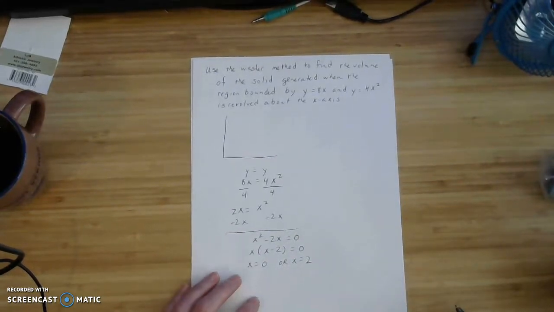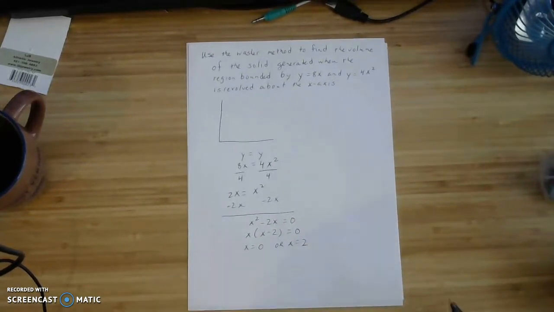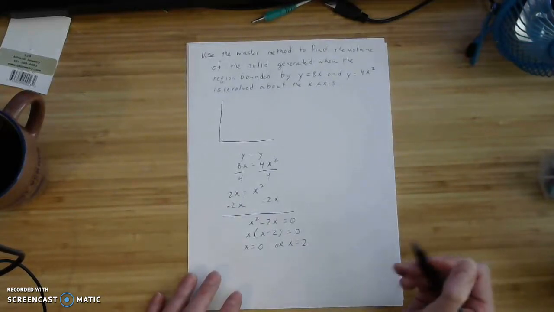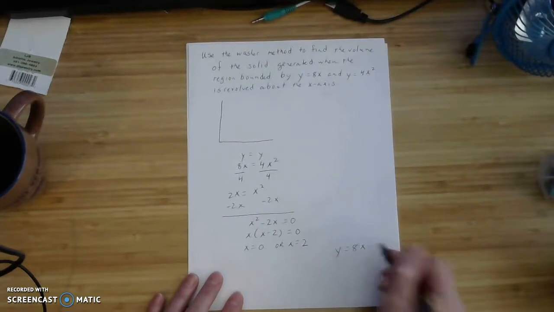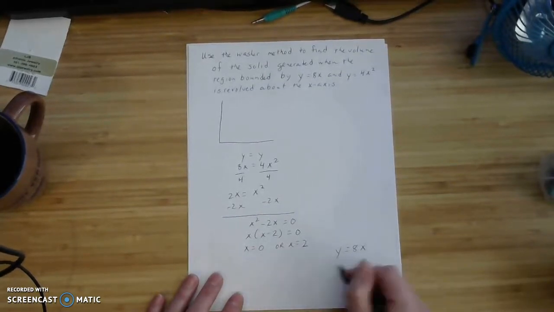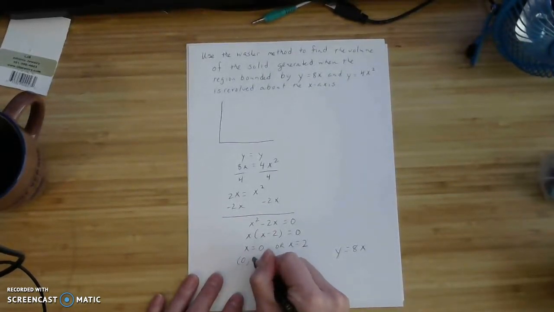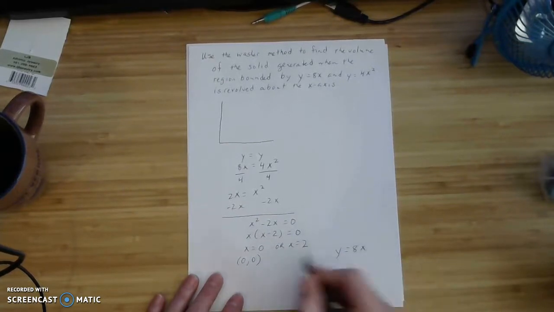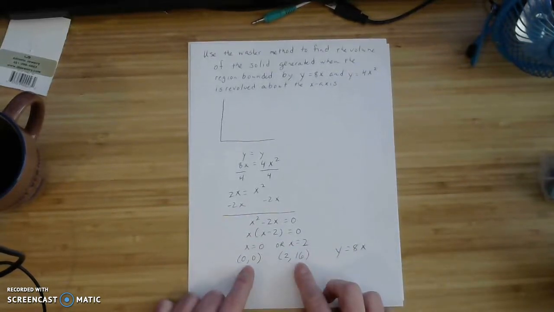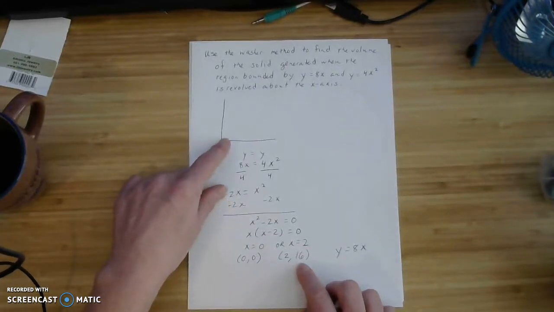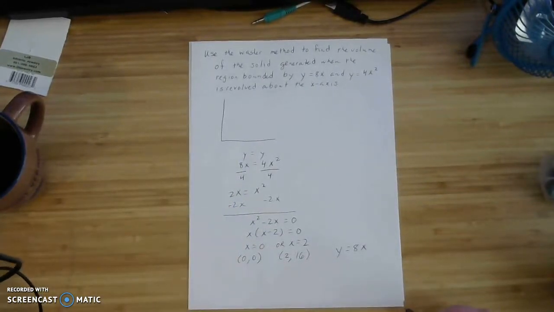I need the actual y values as well, so I'm going to go ahead and plug those in. I can plug them into either equation, but the easiest would be to use y equals 8x. So when x is 0, y is 0, so this is (0, 0). And when x is 2, y is 16, so this would be the point (2, 16). This is the origin, this is in quadrant 1, so you can see I put quadrant 1 up here, and now I'm going to graph it.